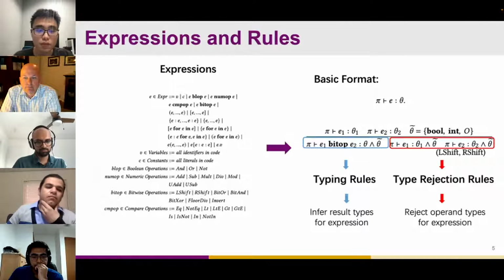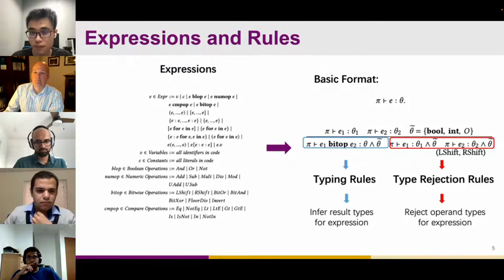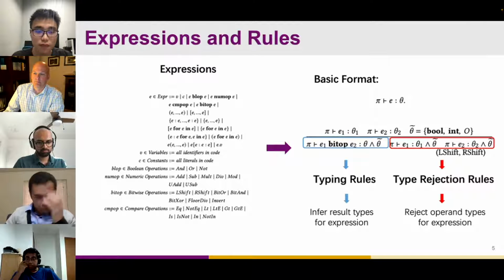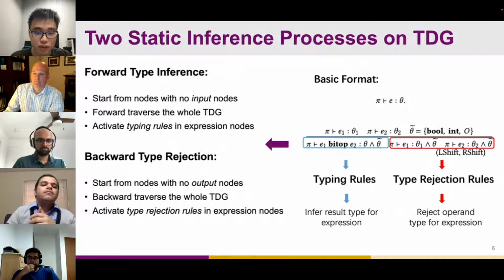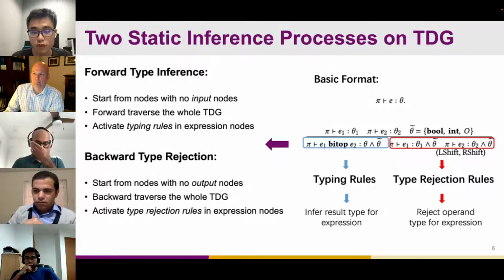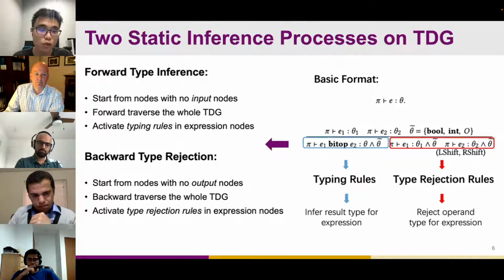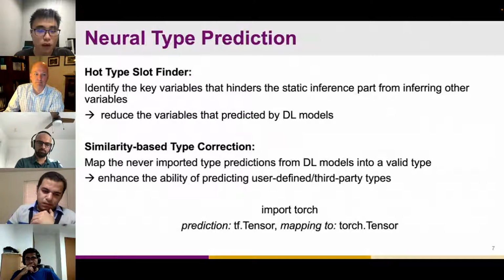In this rule, the first part of the conclusion indicates how we can calculate the result type for the expression, and we call them typing rules. The second part indicates how we can validate operand types, and we call them type rejection rules. The forward type inference process and the backward type rejection process are conducted based on these rules. As we can store the rules in the expression nodes, we can reformulate the static inference process into a graph traversal process.